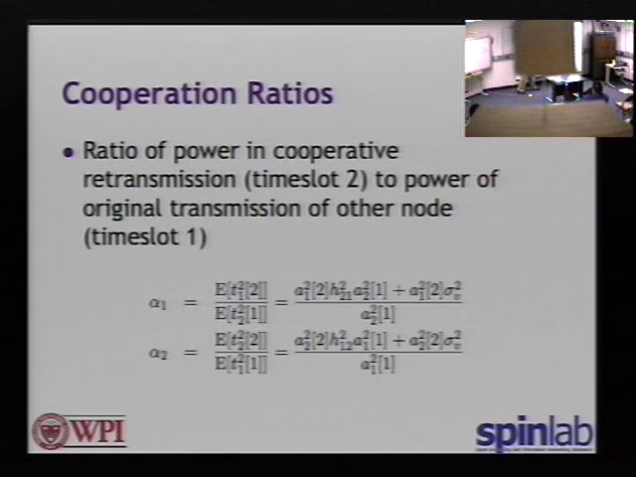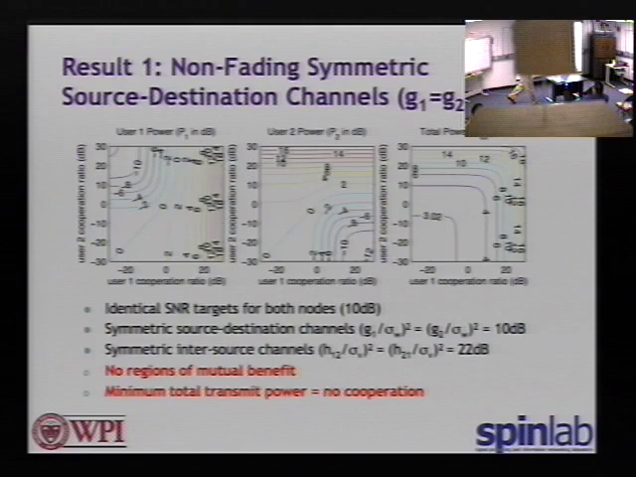For every watt of power I put in here, the other source agrees to cooperate by producing a certain amount of power, also based on the channel gain. The other source will cooperate by amplifying and forwarding with that particular cooperation ratio. So the cooperation ratio is the amount of cooperative power by one source over the amount of power actually put into the original transmission by the other source. So I have two cooperation ratios. Does that make sense? This is a different way of possibly looking at it.